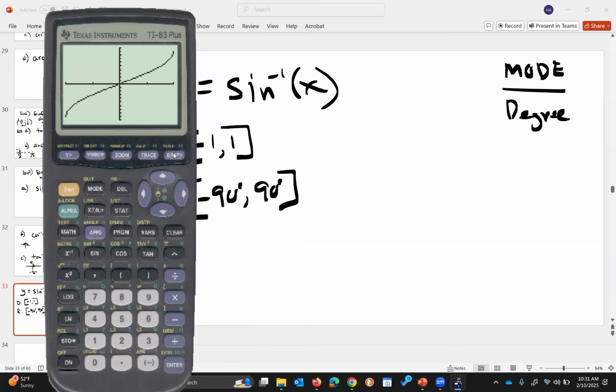And graph it. Let's see what we got. Okay, class, that is the inverse function graph. It looks like this. That's it. It doesn't go off to the side, doesn't go up anymore. It's just there.